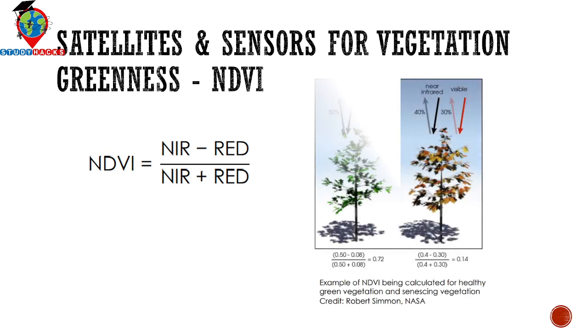So here you can see an example of NDVI being calculated from healthy green vegetation. Sensing the vegetation, you can see that the near infrared is 50% and red is 8%. Further we can find that we get 0.7, which identifies healthy vegetation, and 0.14 identifies vegetation that is not very healthy.